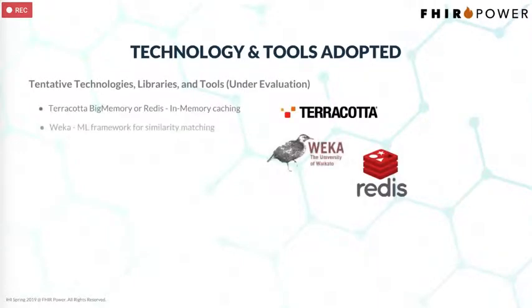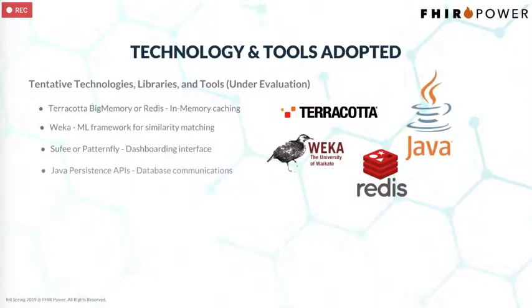Additional tools that we're evaluating is Terracotta Big Memory or Redis for in-memory caching to speed up service speeds, Weka for machine learning framework for similarity matching and algorithms, Sufi and Patternfly for dashboarding on our interface, and Java persistence APIs for database communications should we choose not to use the FHIR API.